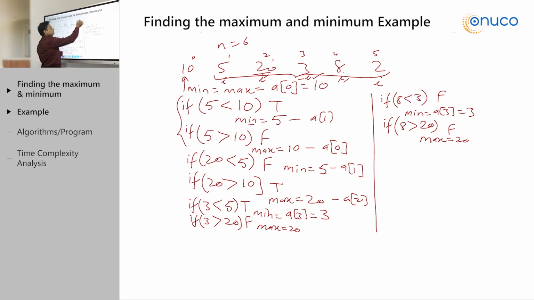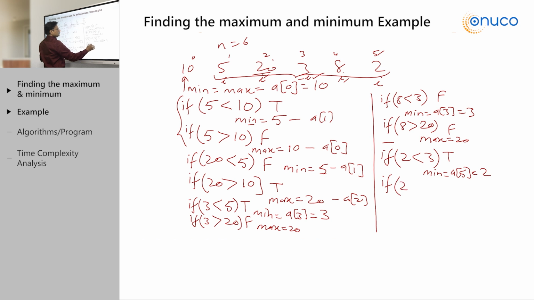I is 5. So we are going to compare if A of 5, that is 2, is less than min. Min is 3. The condition is true. Then min is equal to A of 5, that is 2. Done. And we are going to check the other condition: if 2 is greater than max, and what is max? Max is 20, that is A of 2. The condition is false. Hence max remains A of 2, that is 20.